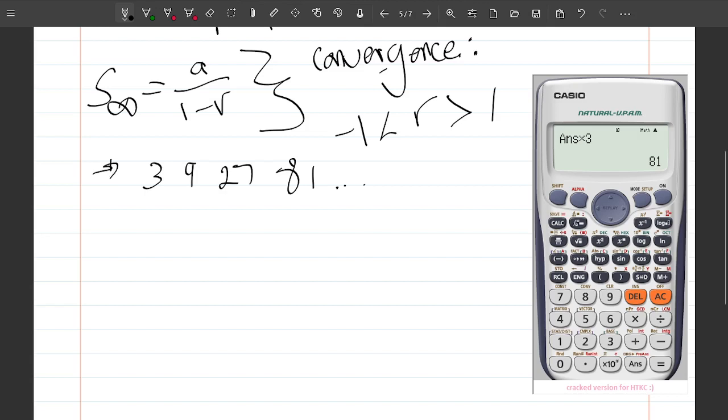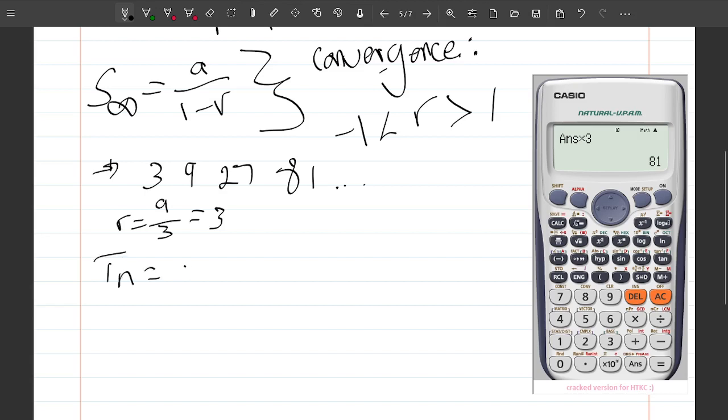Let's find the nth term in this pattern. First things first, you're going to find your r, and your r happens after you divide, not subtract, this time. So I'm actually going to have the 9 divided by the 3, and this gives me 3. So that's a common ratio, easy stuff.